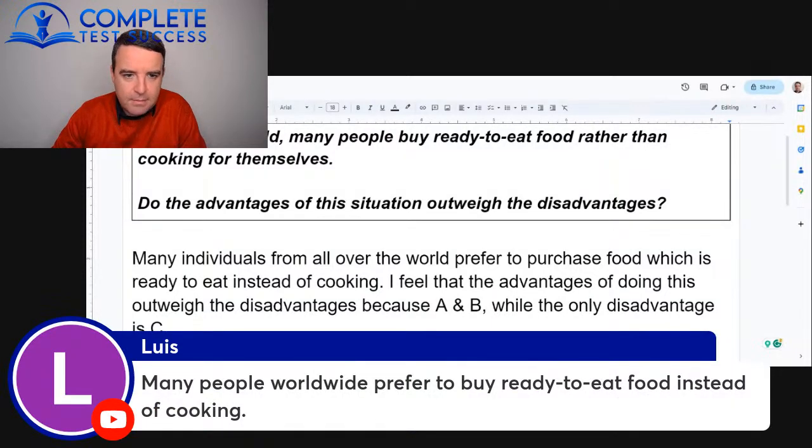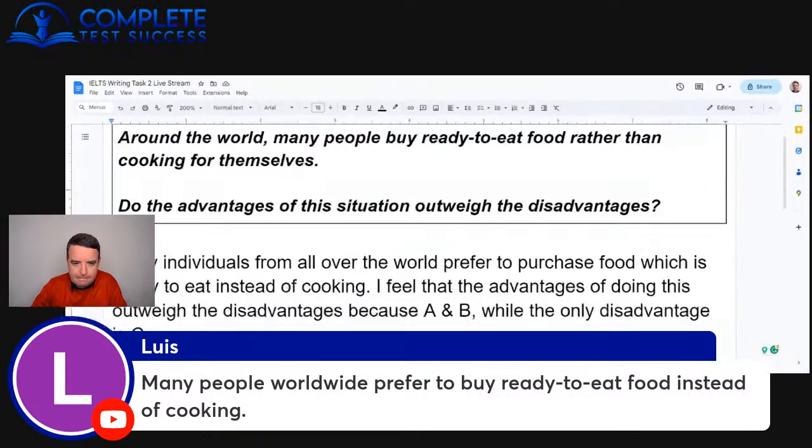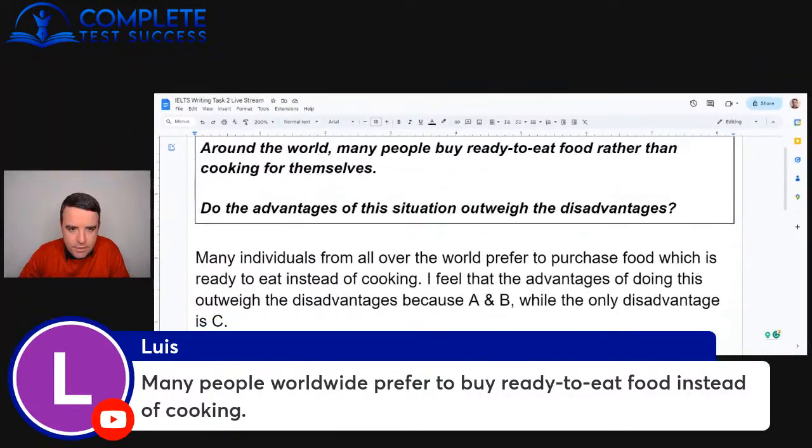Okay, Lewis: many people worldwide. Sorry, just trying to get everything on screen here. Many people worldwide prefer to buy ready-to-eat food instead of cooking. Many people worldwide. Let's start with worldwide. Worldwide, many people prefer to buy ready-to-eat food instead of cooking.